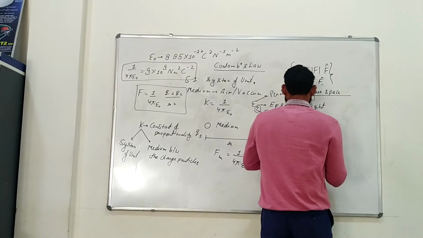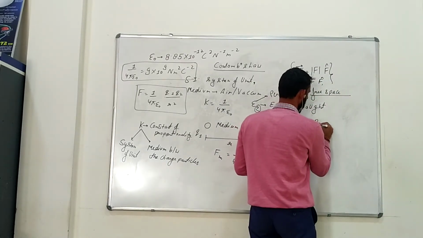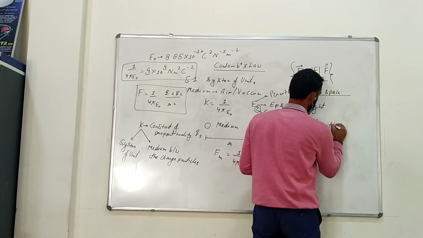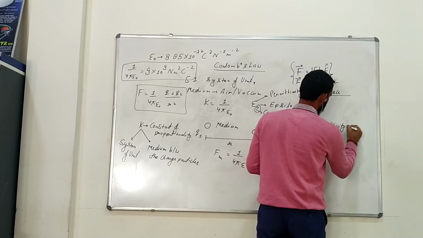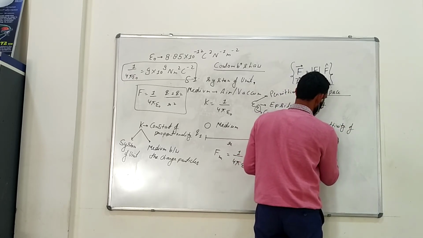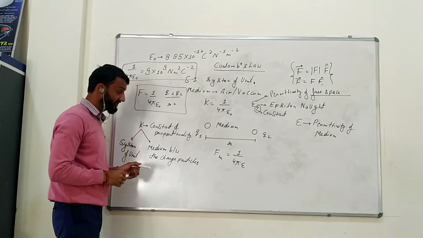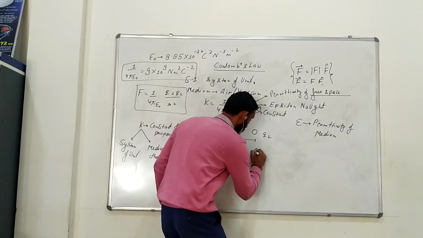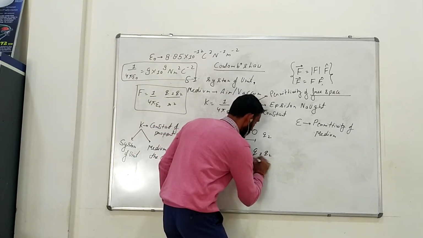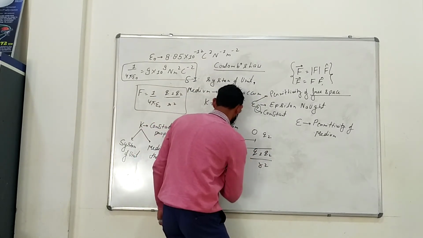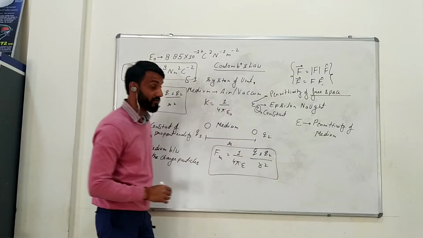If naught is not there, then it means there is some other medium other than air or vacuum. Clear? So this I call the permittivity of medium other than air and vacuum. Fm equals 1 upon 4 pi epsilon q1 q2 upon r square. This will be the value.